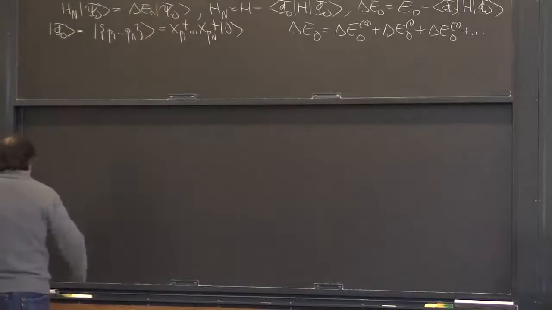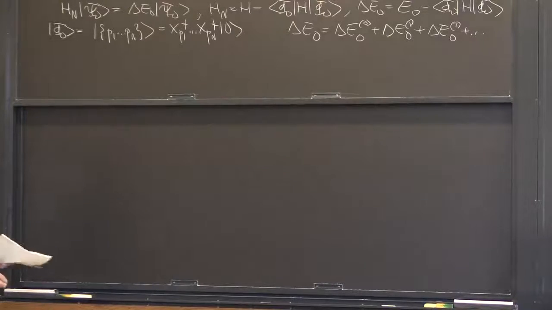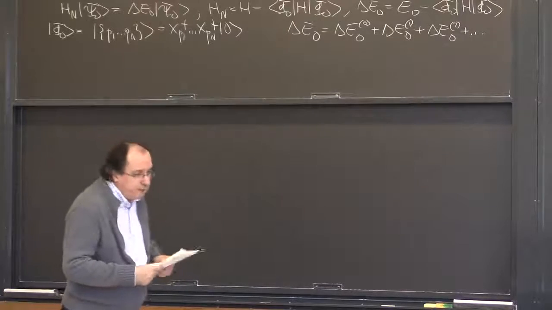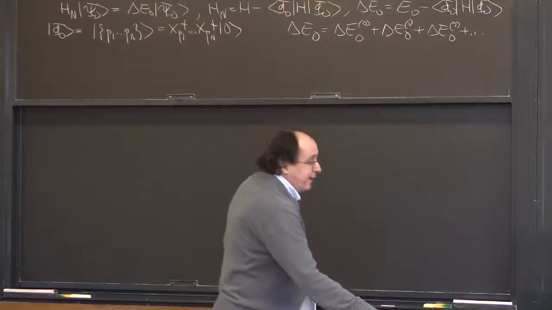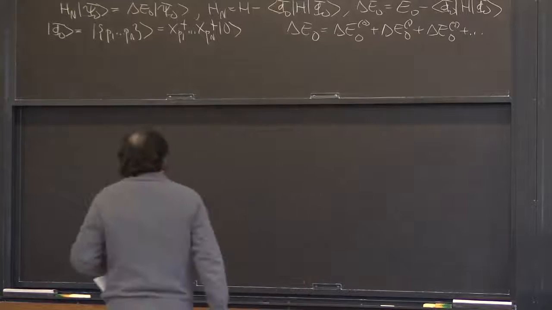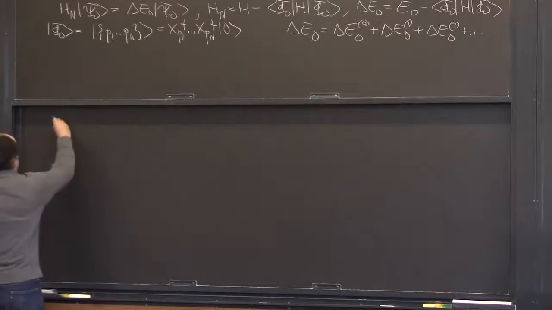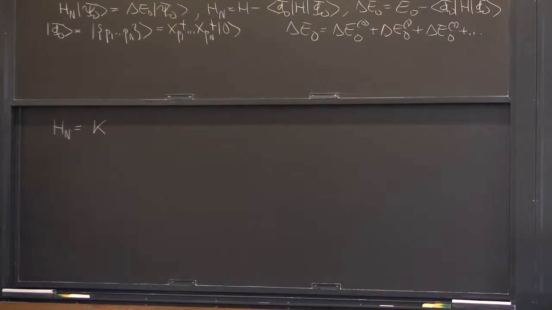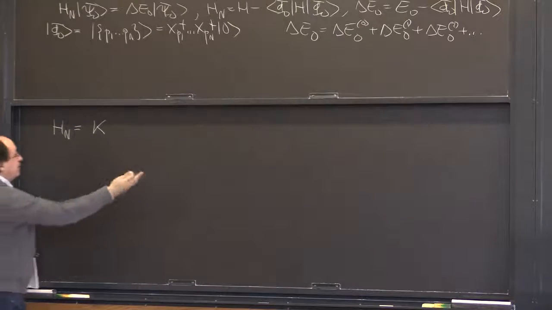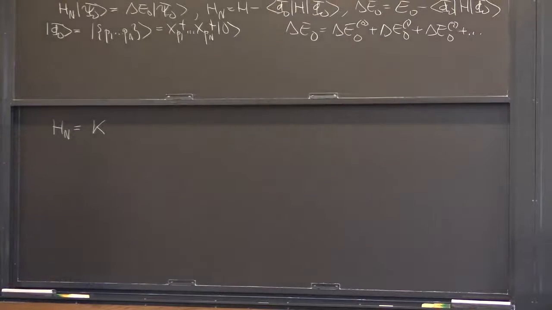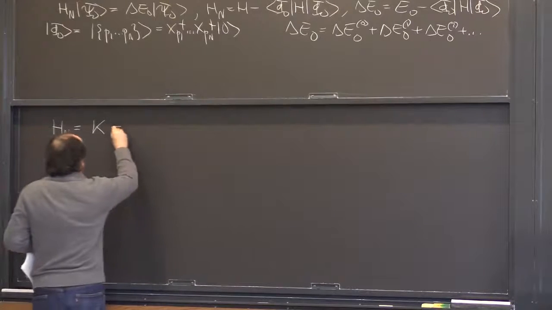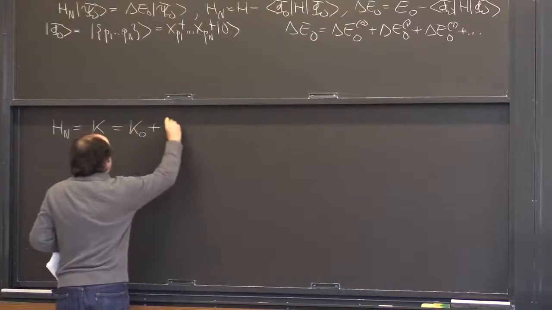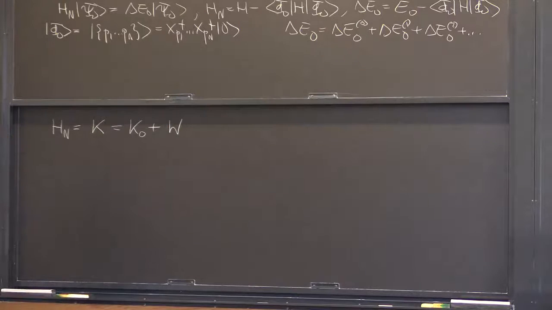We have to define several objects. First of all, we have to define the unperturbed problem. That is, we have to split our Hamiltonian, which is our operator K in the notation I used in perturbation theory, into the unperturbed part and the perturbation. That's the first goal.